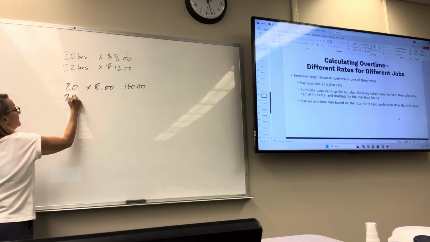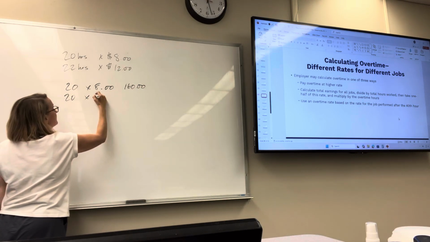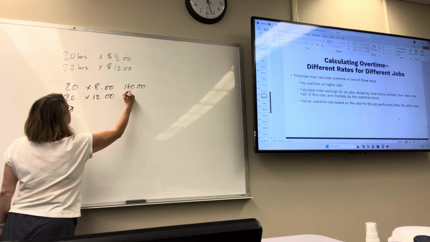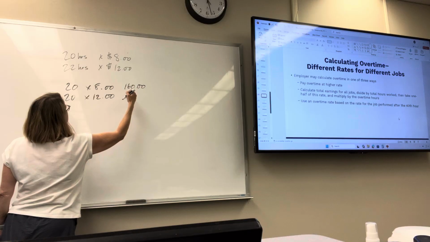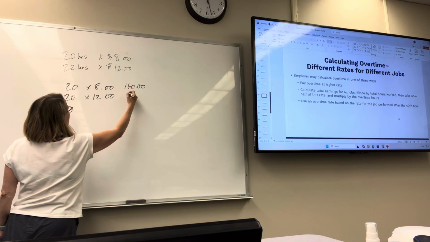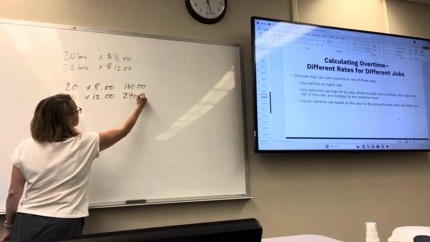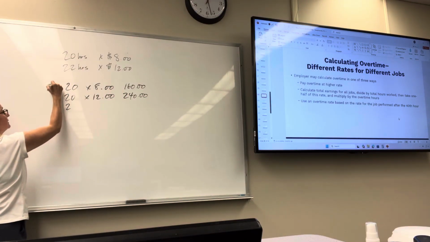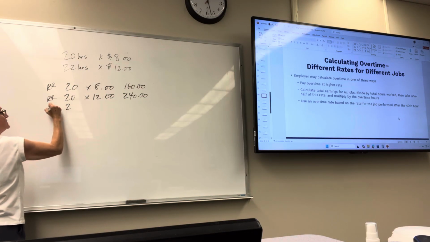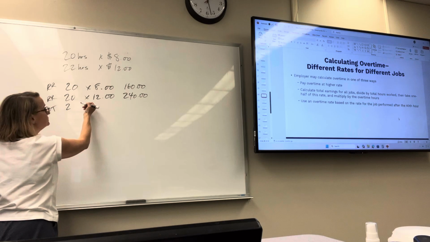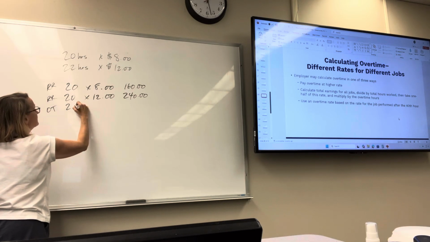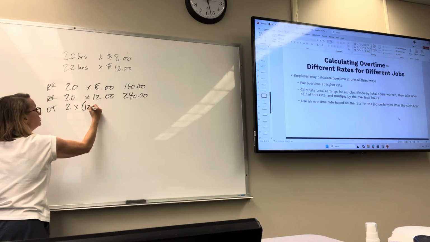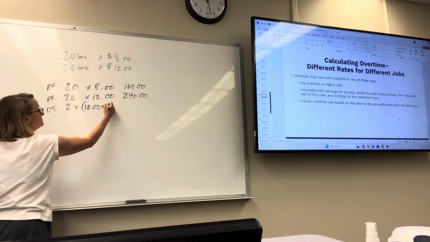And then we'd take 20 hours times $12 an hour, which is... did I get that right? 240. All right, so why am I struggling with this? And then those last 2 hours of overtime, so this is regular rate, overtime here. The 2 hours are going to be paid at the higher rate. So we'll just say 2 hours times 12 times 1.5.